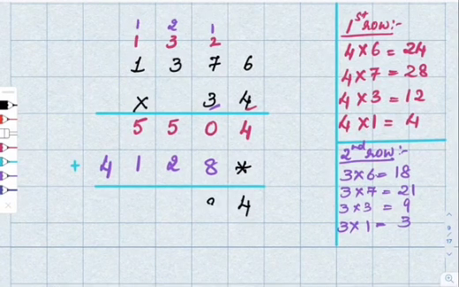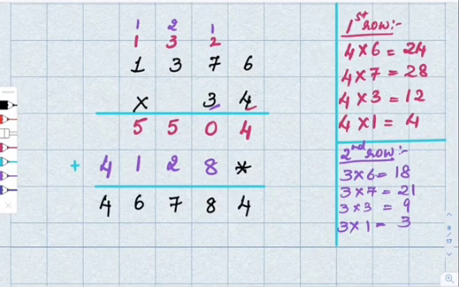0 plus 8 is 8. 5 plus 2 is 7. 5 plus 1 is 6. 4 remains the same. So the answer is 46,784. I hope all of you understood, children.